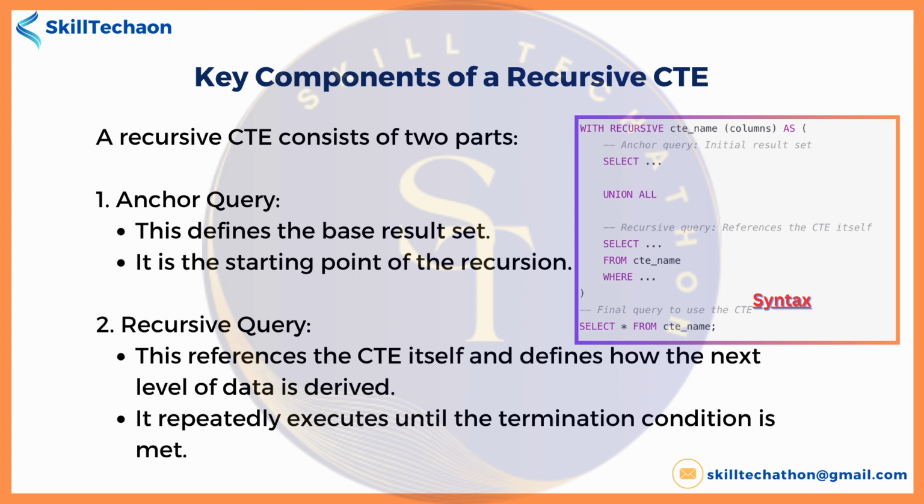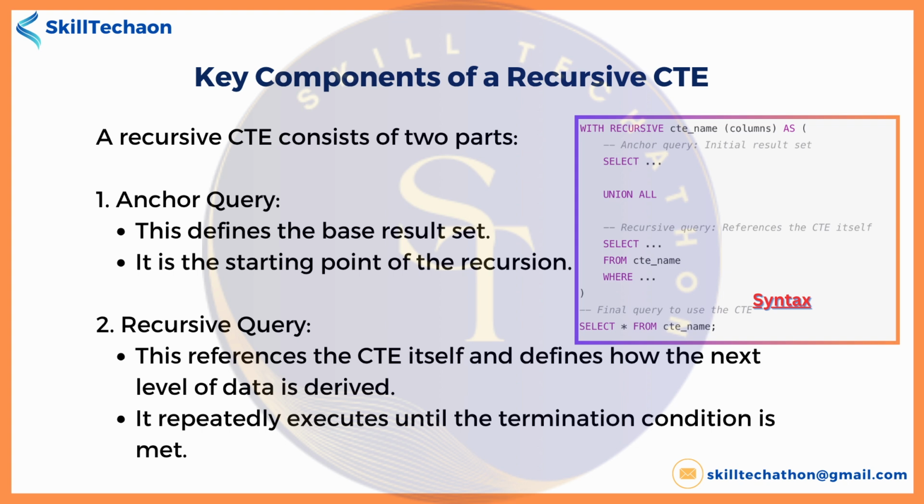Now, the key components of a recursive CTE. So a recursive CTE consists of 2 parts. First one is the anchor part. Second one is the recursive query. So a recursive CTE starts with recursive. So we need to give the CTE name and the columns as. So this first part before union all is the anchor part. This will be the anchor query. It will define the base result set. And it is the starting point of the recursion.